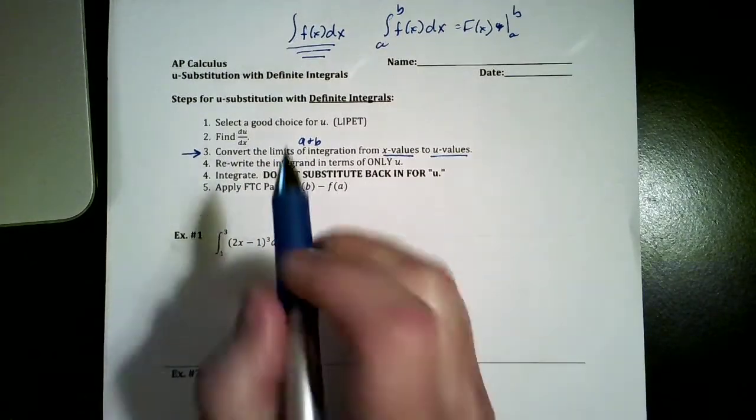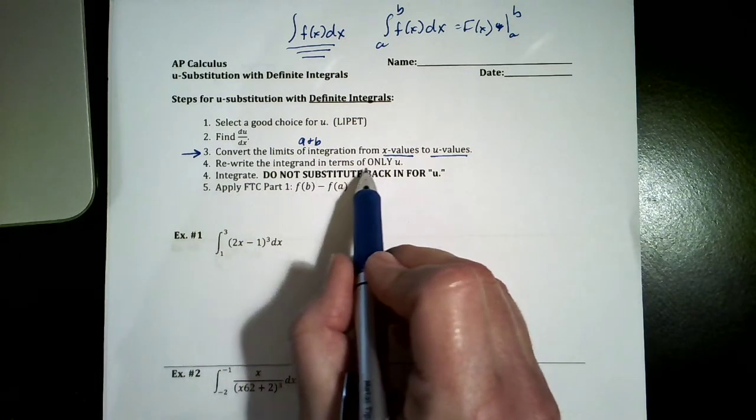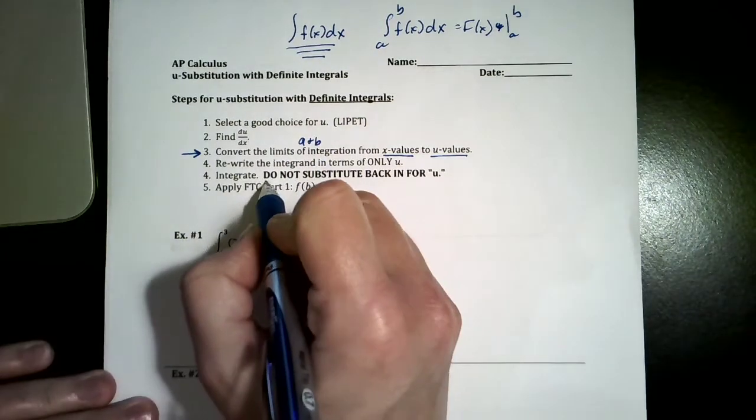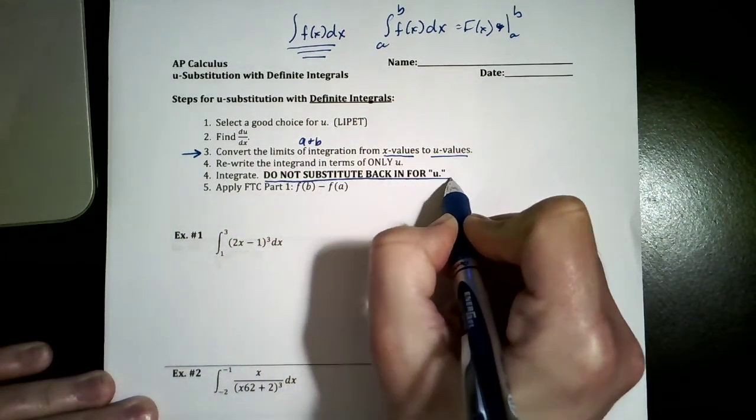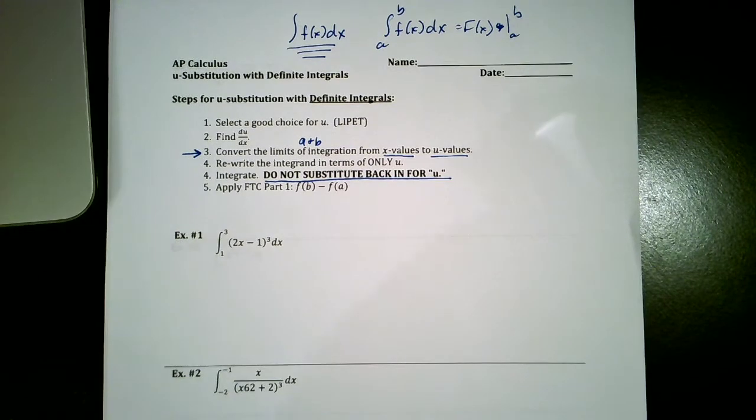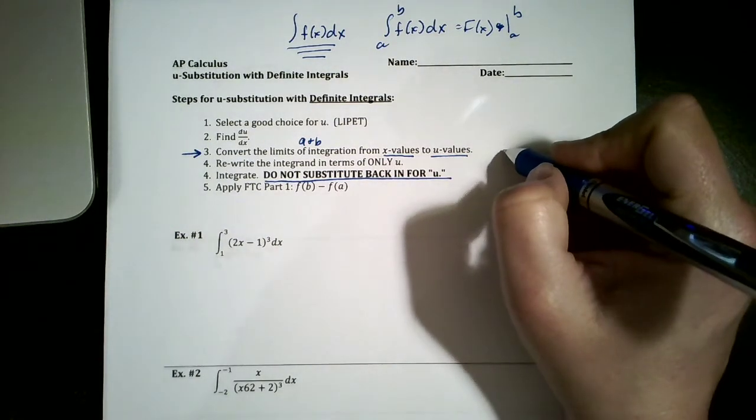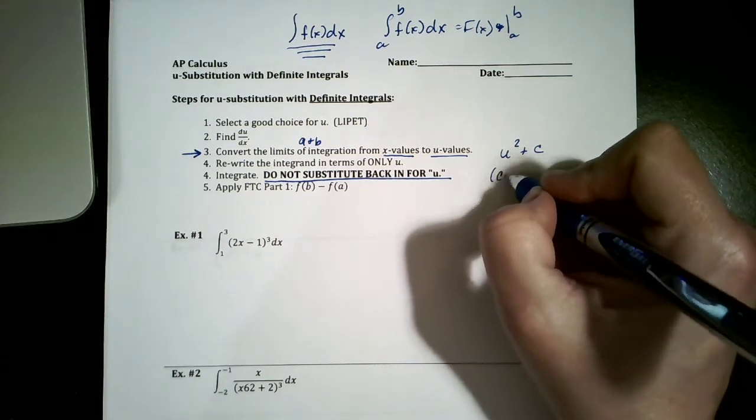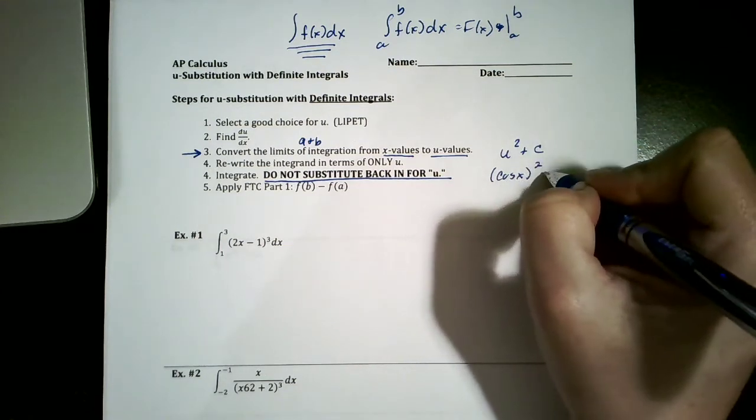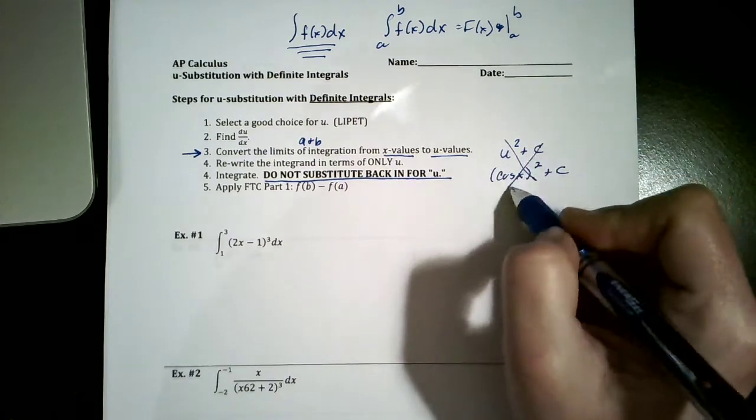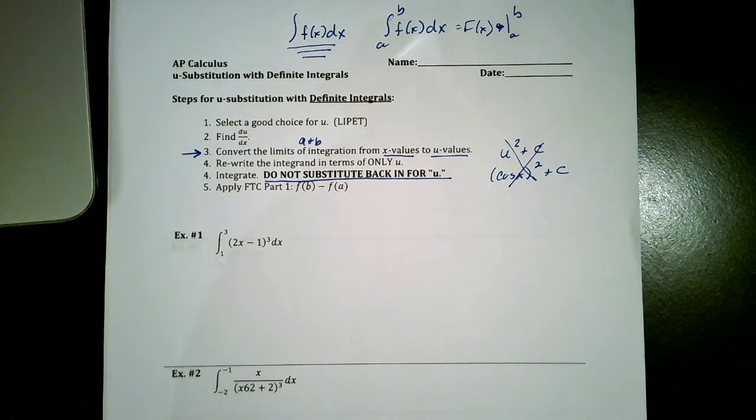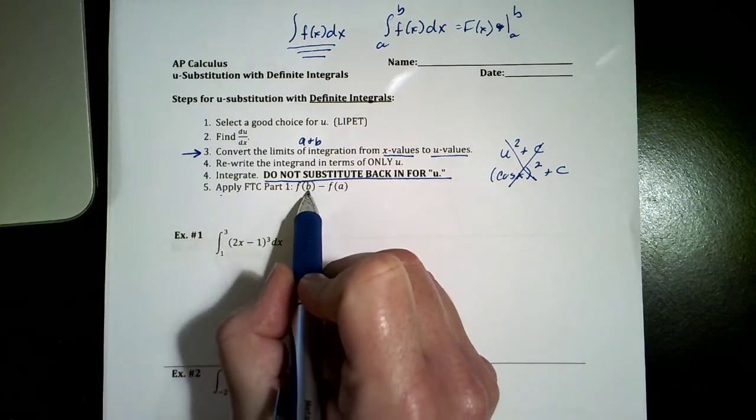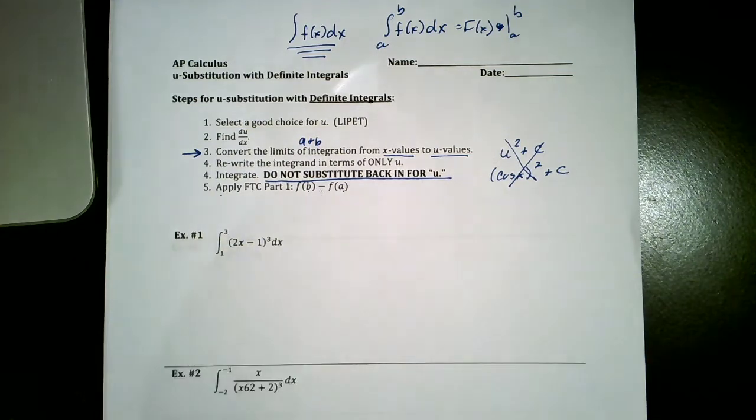It's real easy. We're still going to rewrite the integrand in terms of only u. We're going to integrate, same way. We are not going to substitute back in for u like we do with indefinite integrals. You know, with indefinite integrals, how we get like u squared plus c, and then we substitute back in like, I don't know, cosine of x squared plus c. We're not going to do that step when we have a definite integral, okay? And then the last thing is we're going to apply the fundamental theorem of calculus part 1 and actually plug in the b, plug in the a, and subtract them.